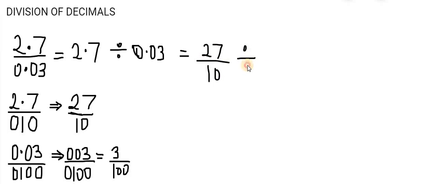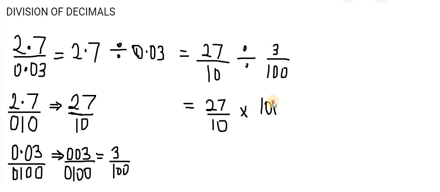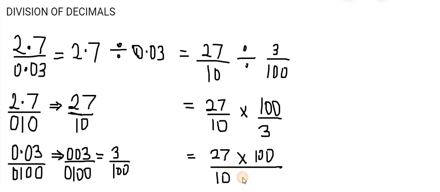divided by 3 over 100. Now, if you know how to divide fractions, you would know that what you have to do is change the division sign to a multiplication sign and flip the second fraction. So 100 over 3, and so that would become 27 times 100 over 10 times 3.